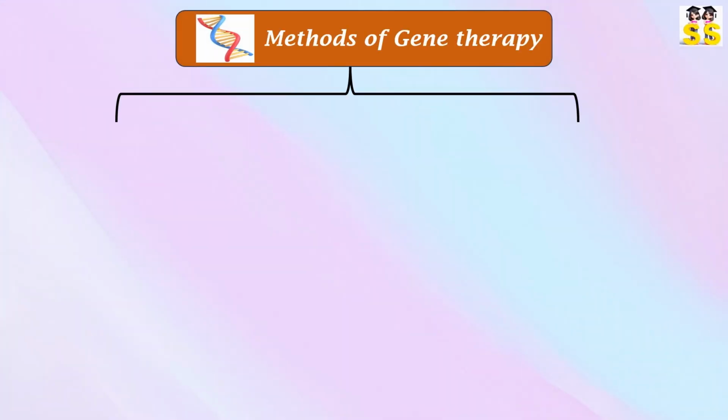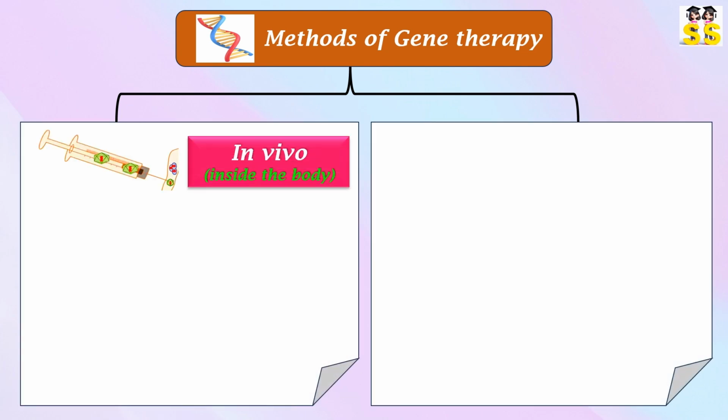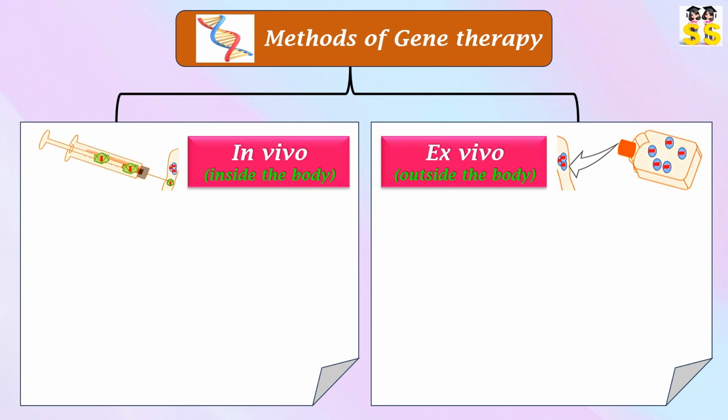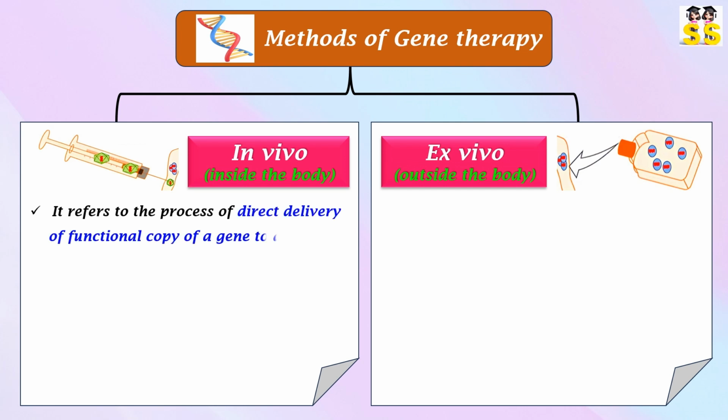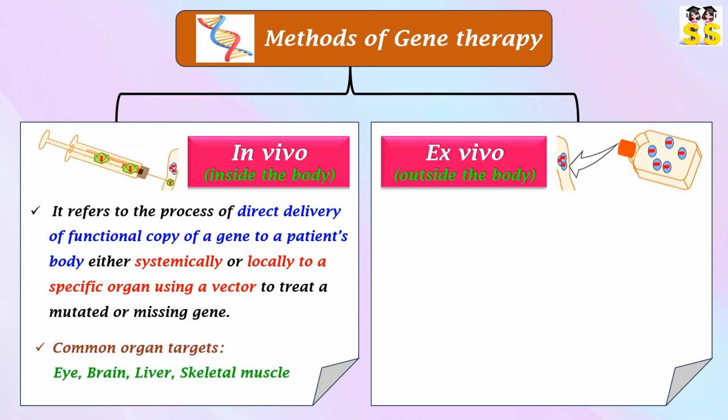Let's dive into the details on the methods of gene therapy. Therapeutic genes can be administered through in vivo and ex vivo delivery methods. In vivo refers to the process of direct delivery of a functional copy of a gene into the patient's body, either systemically or locally to a specific organ, using a vector to treat a mutated or missing gene. Common organ targets include eye, brain, liver, skeletal muscle.